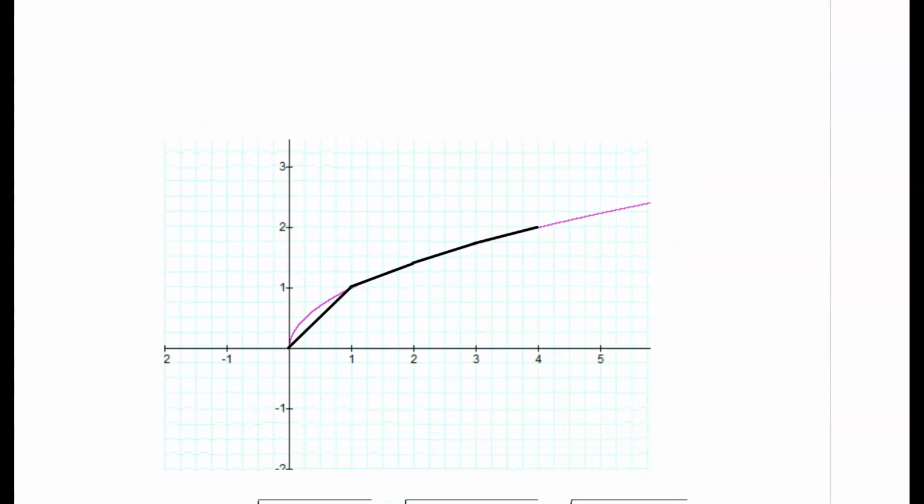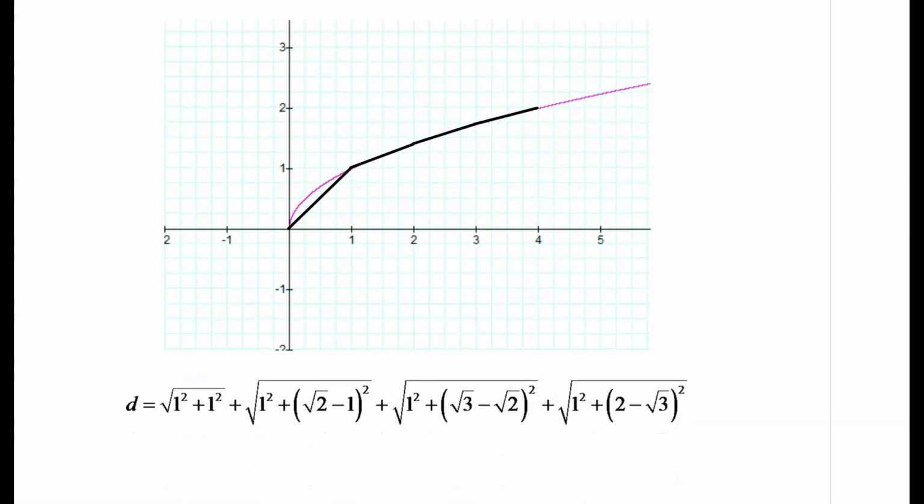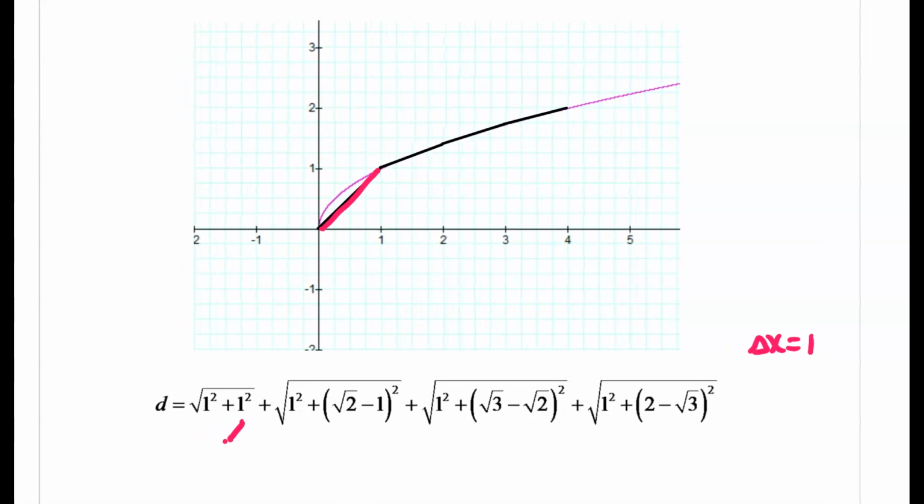In the next example, I did 4 line segments. This time my change of x is 1. Change of x is getting smaller, and so I have this length. So there's that one, and this one, and this one, and this one. So I basically have 4 little hypotenuses that I've added up.